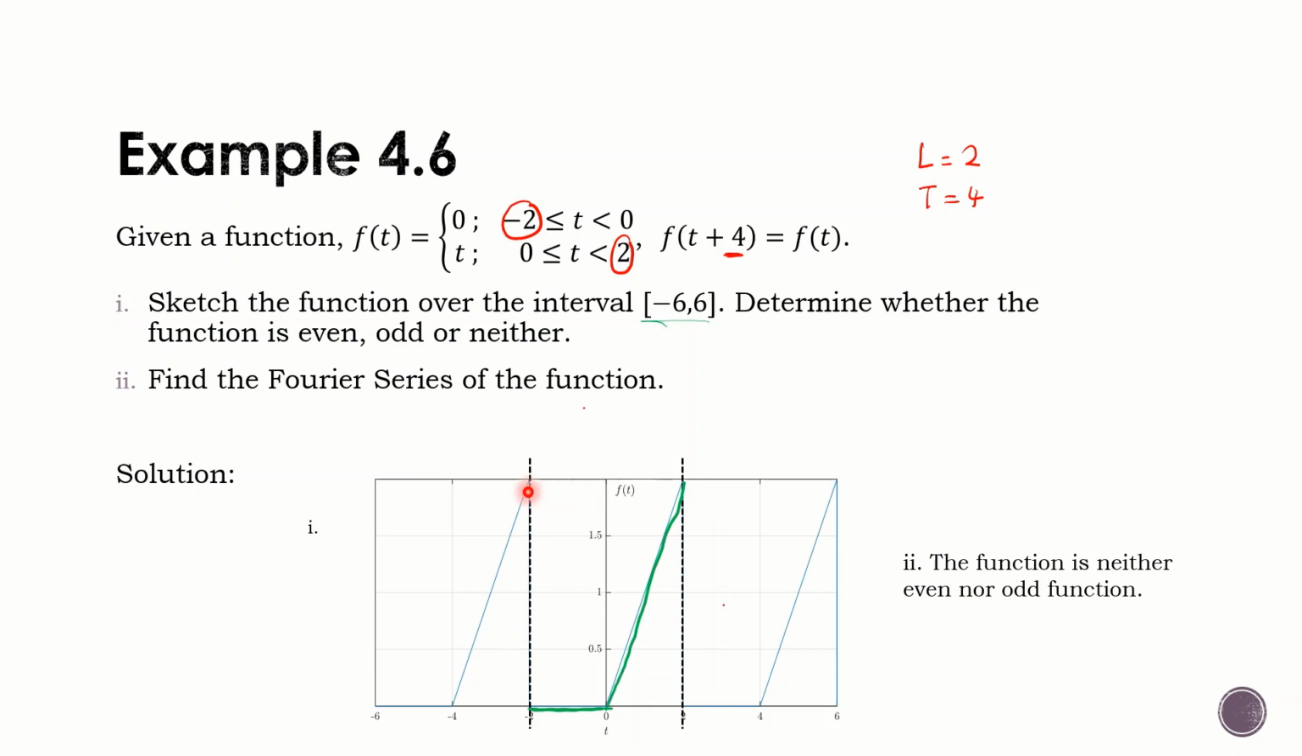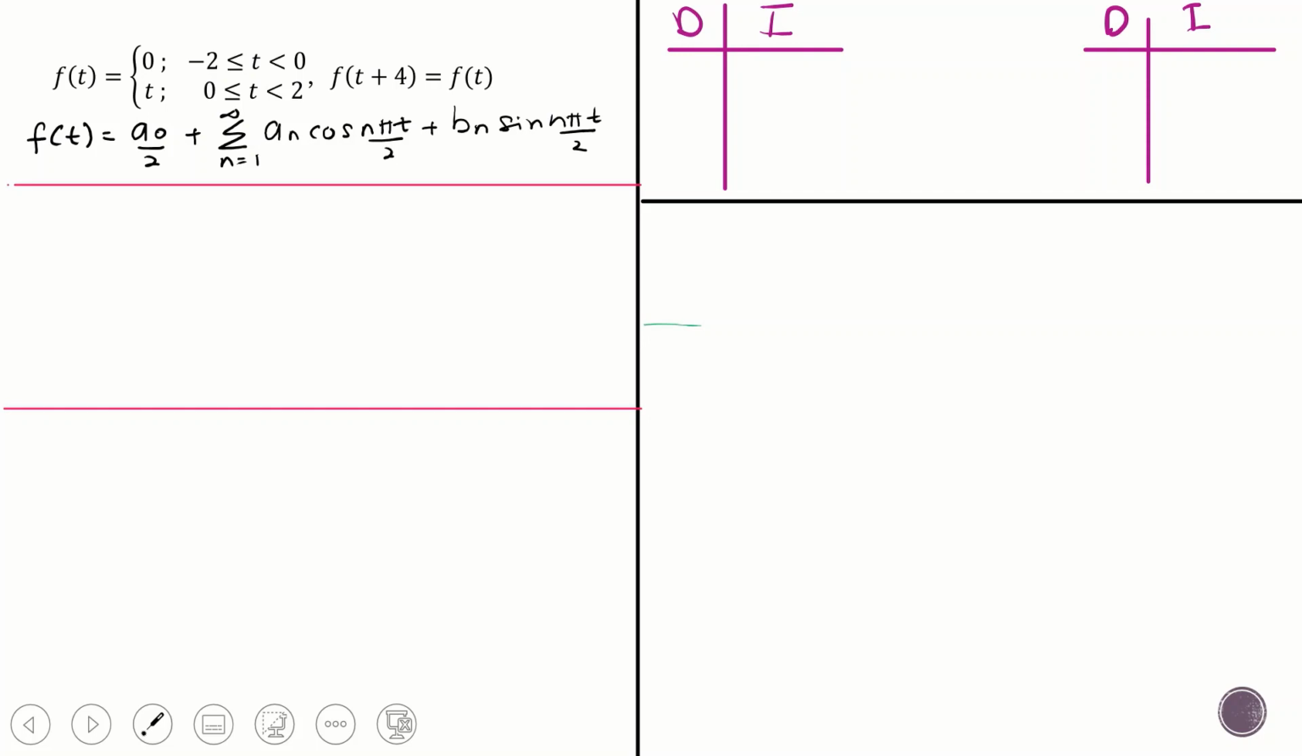Now let's make a decision on what is the type of the function. It's clearly seen that it's a neither function, since it's not symmetric about the y-axis and also not symmetric about the origin. Therefore, the function is neither an even nor an odd function. Okay, so let's solve the Fourier series using the original formula.